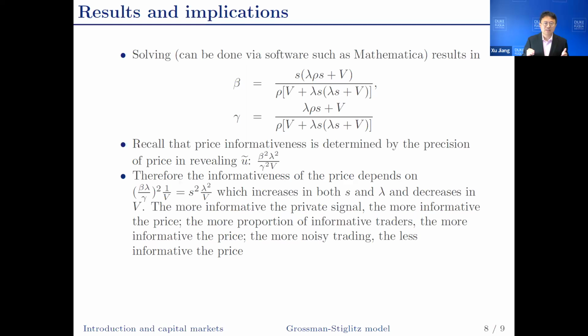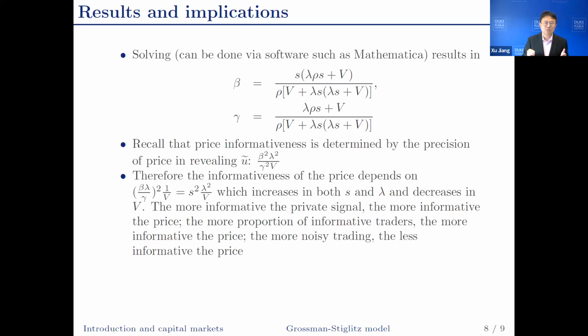Remember what S is. S is the precision of the private signal. The more precise the private signal is, the more informative the price is because price incorporates the private signals of traders. The higher lambda is, the higher the price informativeness. This is also very intuitive. When lambda is higher, there are more informed traders. So price will reflect more of the information.